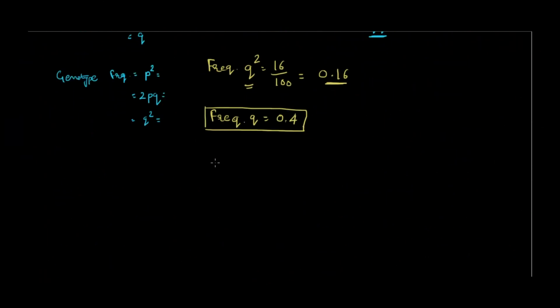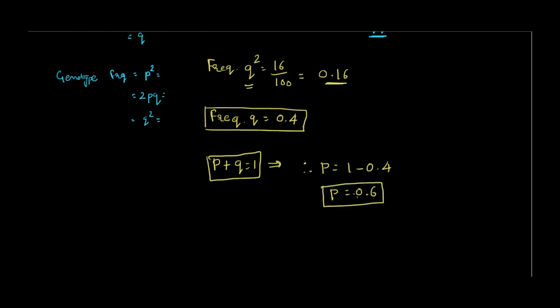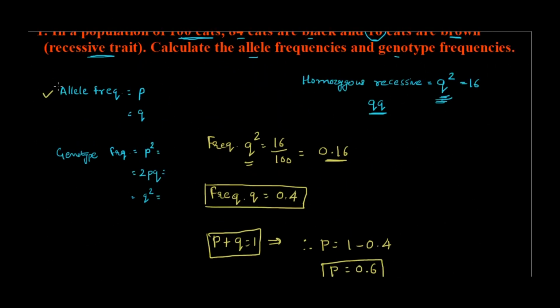So I can find out frequency of p equals 1 minus 0.4. So p equals 0.6. So frequency of p is 0.6, right? So I got my allele frequency. Frequency of p is 0.6. Frequency of q is 0.4. And this is true. If you just add them up, of course, you are going to get the sum as 1. Now what we are left with, it has asked for genotype frequency.